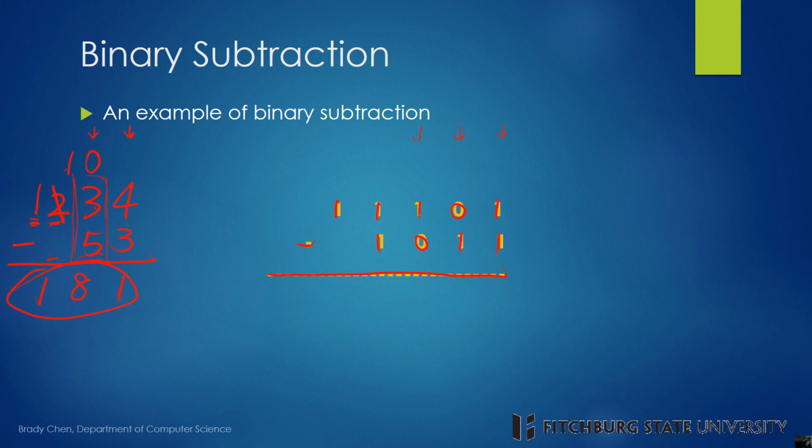Now, for the binary subtraction, it is very similar. So we're going to start from the ones position. The top 1 minus the bottom 1, so 1 minus 1, that's 0.